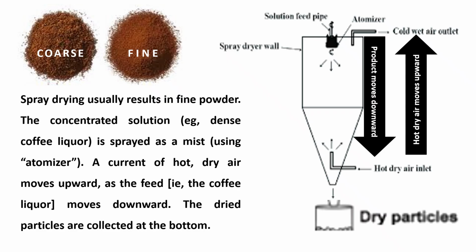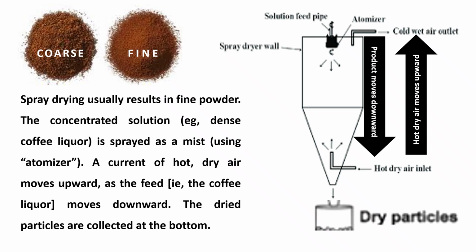First, we will take up spray drying. Spray drying usually results in fine powder. You can see on the top, we have given coarse coffee powder and fine coffee powder. Spray drying usually results in fine powder. It is mostly used to get milk powder. Spray drying is usually used to get very fine powder like milk powder.